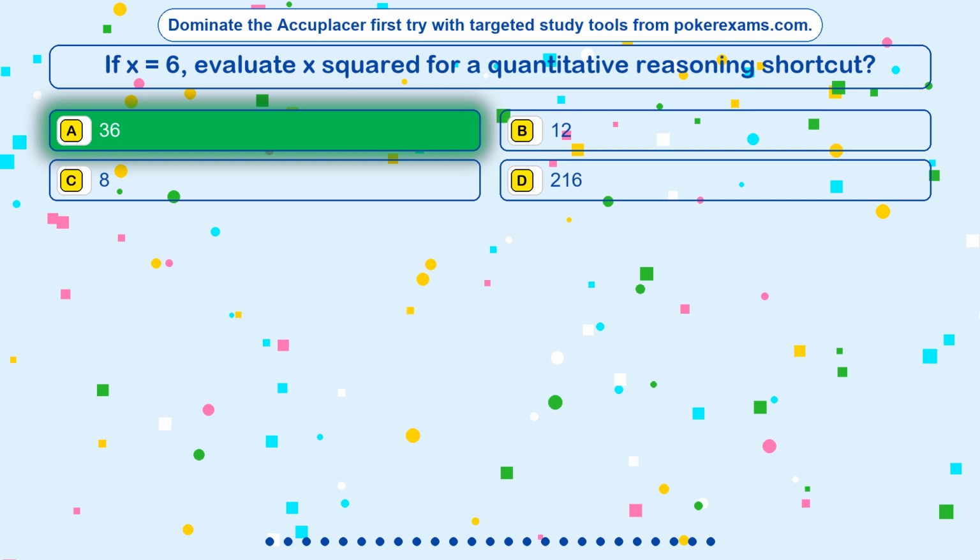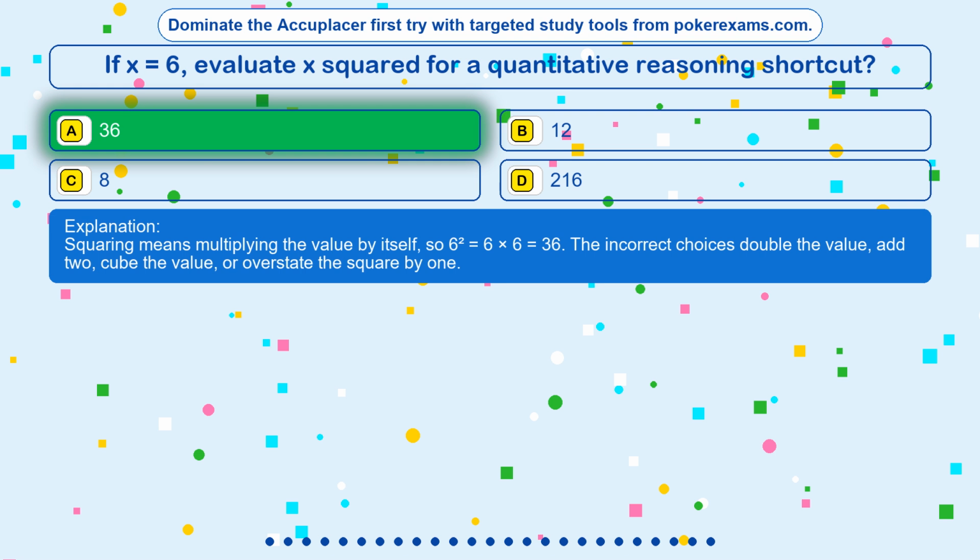The correct answer is option A, 36. Squaring means multiplying the value by itself, so 6 squared equals 6 times 6 equals 36. The incorrect choices double the value, add 2, cube the value, or overstate the square by 1.